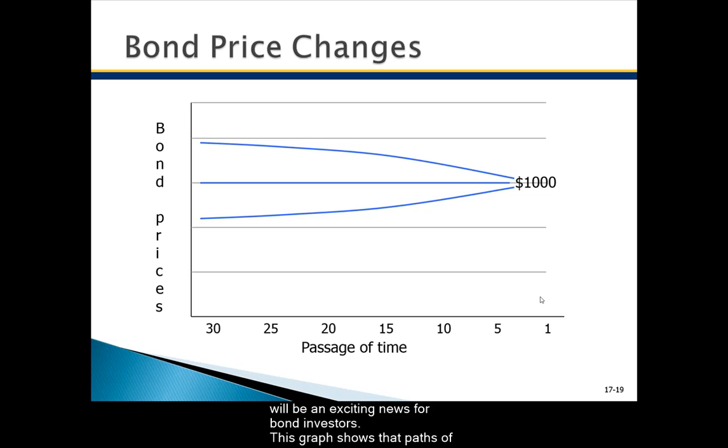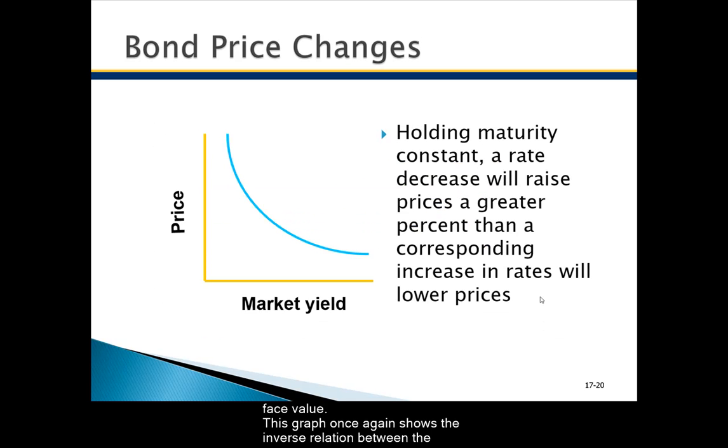This graph shows the path of bond price for premium and discount bonds. Over time, the premium bond price will fall and converge to its face value, while the discount bond price will increase and converge to its face value. This graph once again shows the inverse relation between the bond price and the interest rate or bond yield. Remember, a higher interest rate is bad news and a lower interest rate is good news. The interest rate risk is the risk that investors may lose money due to higher interest rates.